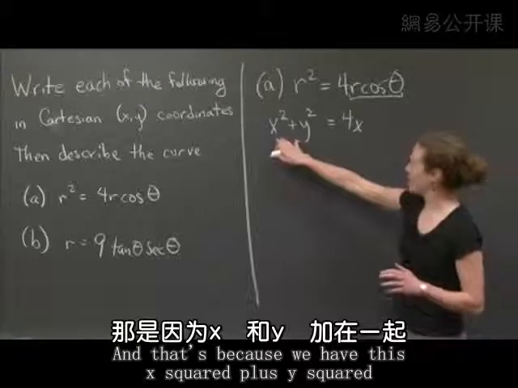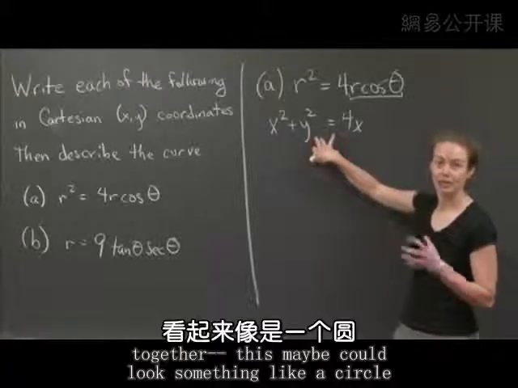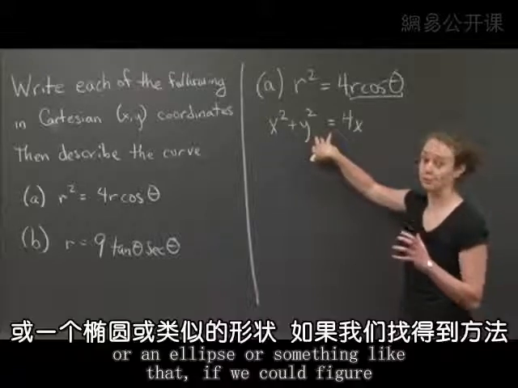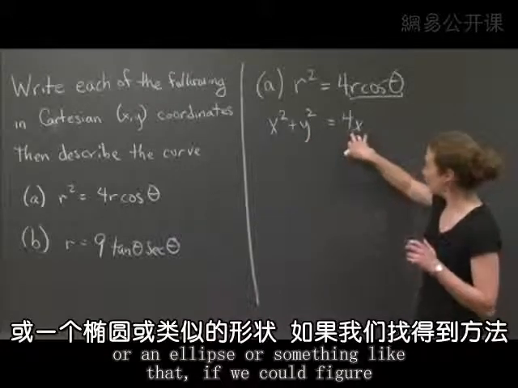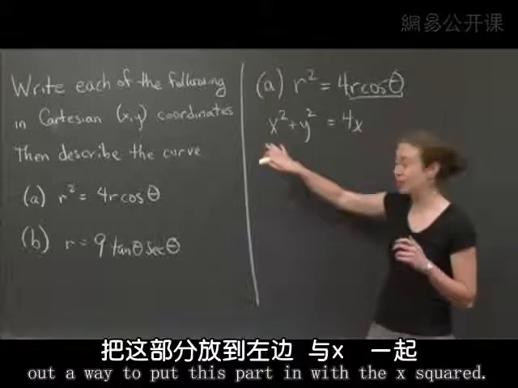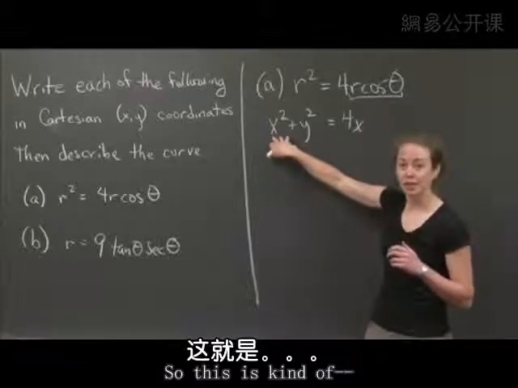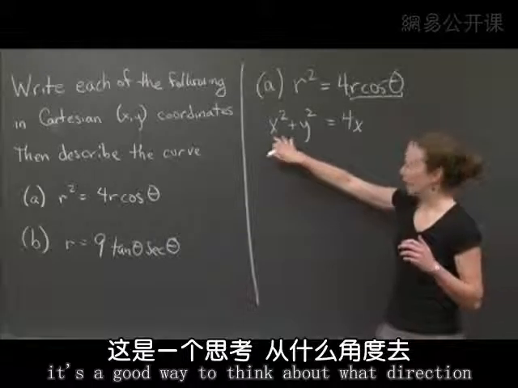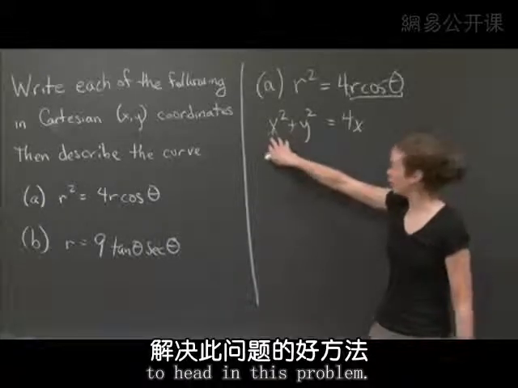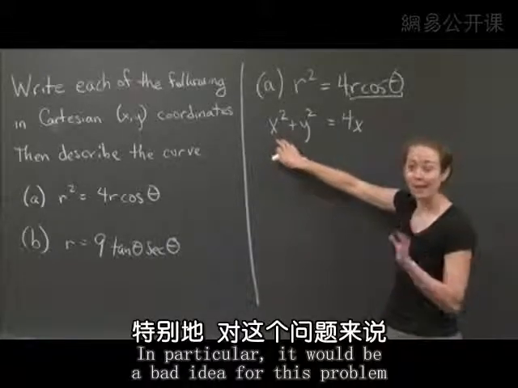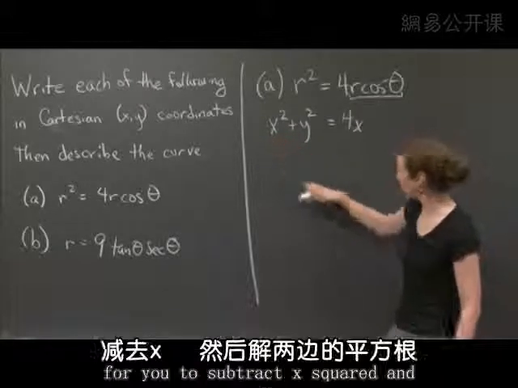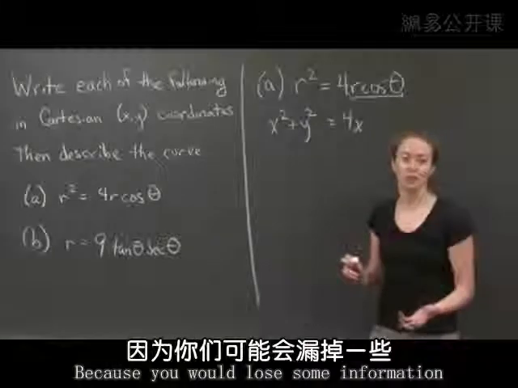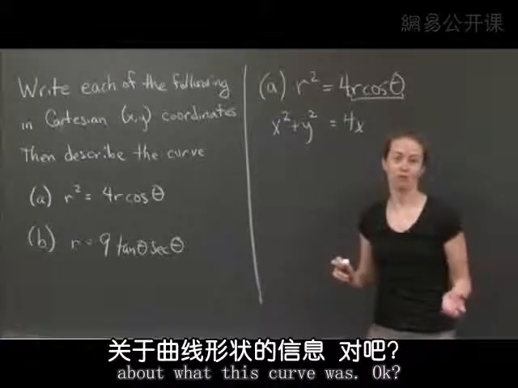That's because we have this x squared plus y squared together. This could look something like a circle or an ellipse if we could figure out a way to put this part in with the x squared. So this is a good way to think about what direction to head in this problem. In particular, it would be a bad idea to subtract x squared and take the square root of both sides, because you would lose some information about what this curve was.